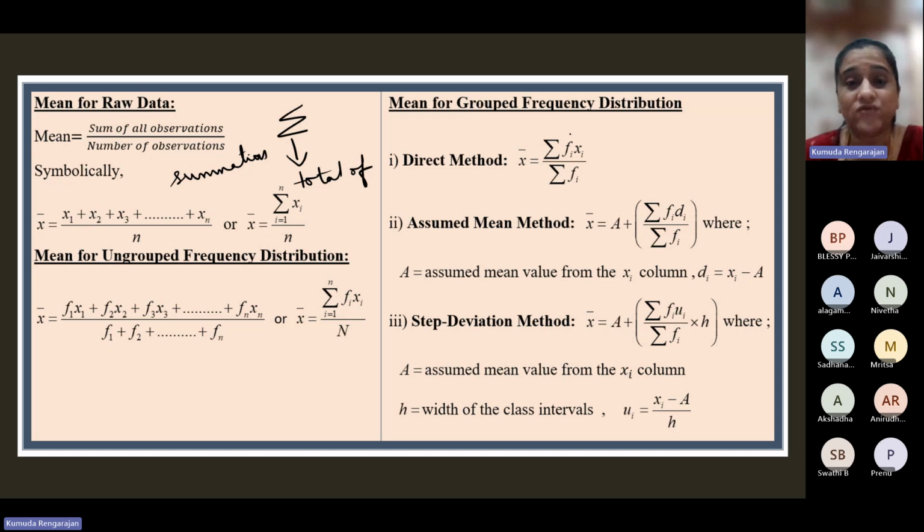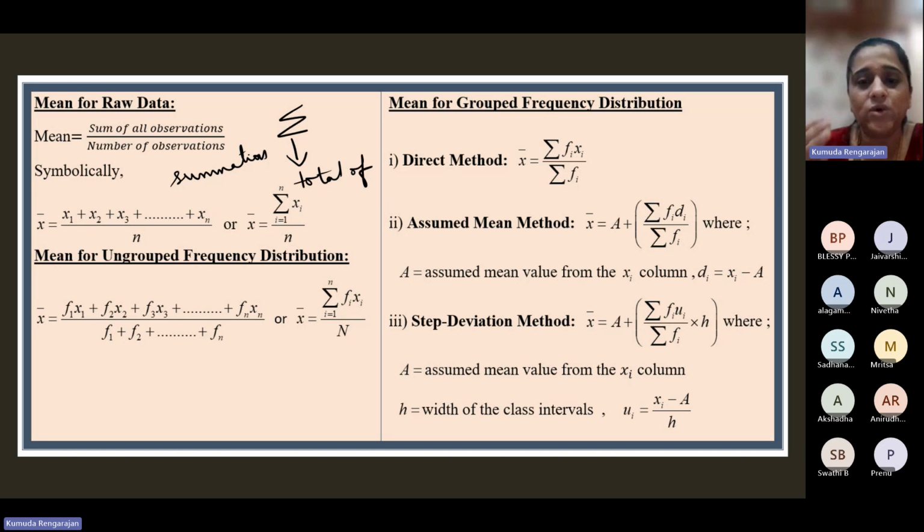Okay, so sigma fi xi. So f is the frequency column. X is like you have the class marks. Sorry, I said class mark by mistake. You have the class intervals and you will find the class marks, that is the mid value of every class interval. See, you will have two columns, right? The first column class intervals and second column frequency.